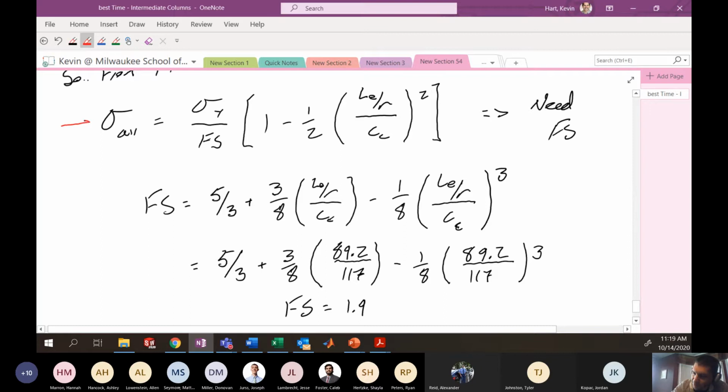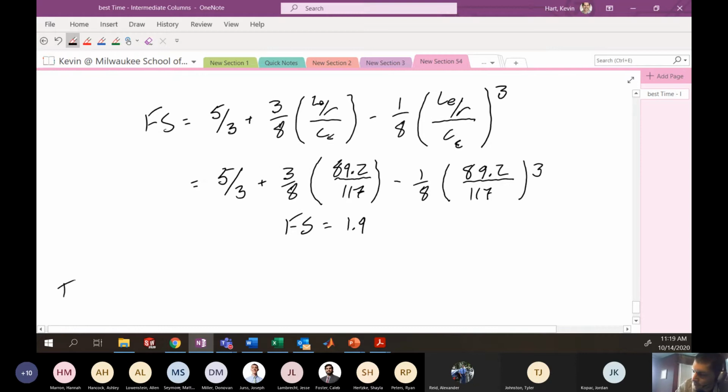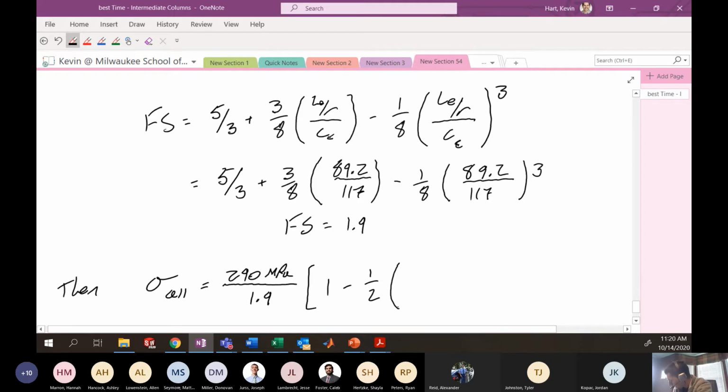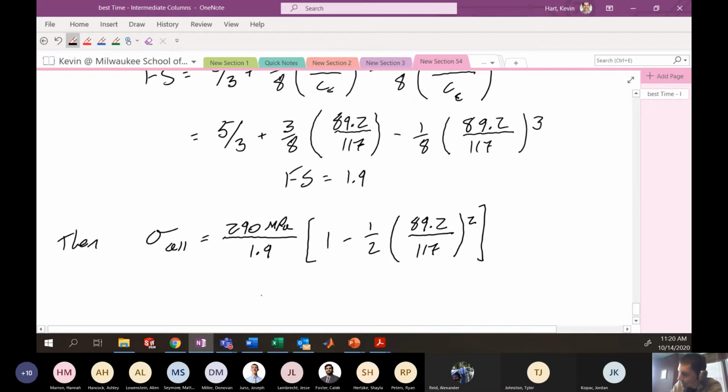Now that can go back into this allowable stress equation, and we have everything else in that equation to calculate what the allowable stress is on this cross-section before failure. So my allowable stress is the yield stress, which is 290 MPa, divided by this Fs, factor of safety kind of thing. It's 1.9. All multiplied by the quantity 1 minus 1/2 slenderness ratio divided by a critical slenderness ratio, which is 89.2 divided by 117, all of this squared. So your allowable stress here, if you punch all this into your calculator, is 108 MPa.